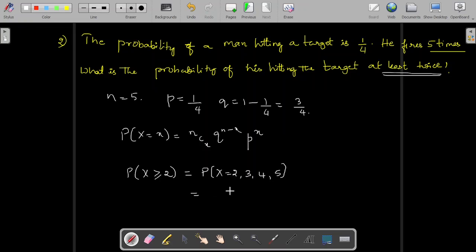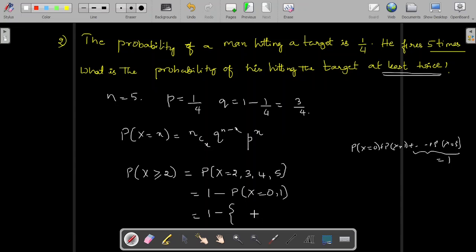So you can find the values individually, or else this is same as finding 1 minus P of x equal to 0, 1. Here you need to find just 2 values, otherwise you have to find 4 values. Because the sum of all probabilities is equal to 1, P of x equal to 0 plus x equal to 1 plus so on up to x equal to 5 is equal to 1. Now I want these 2, 3, 4, 5, which is same as 1 minus P of x equal to 0, x equal to 1.